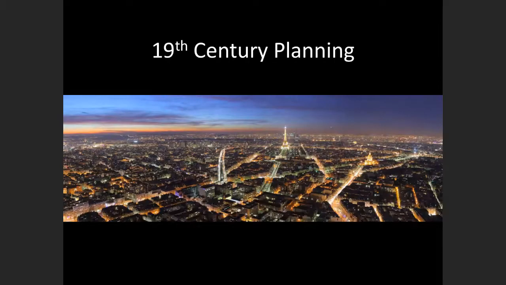Okay, so today we will talk about planning, more like urban planning. We'll talk a lot about parks and landscape design planning, mostly in the 19th century, especially the mid to late 19th century. And we've talked a little bit about this so far.